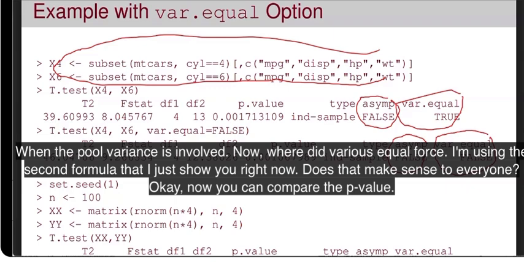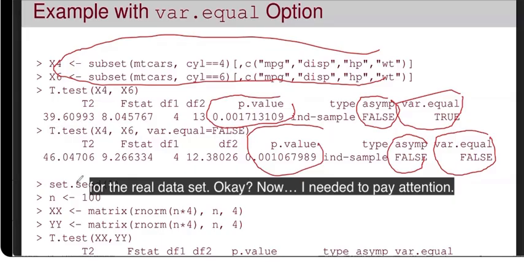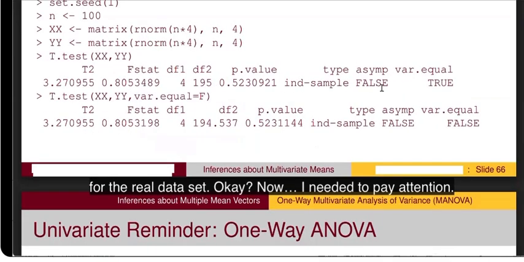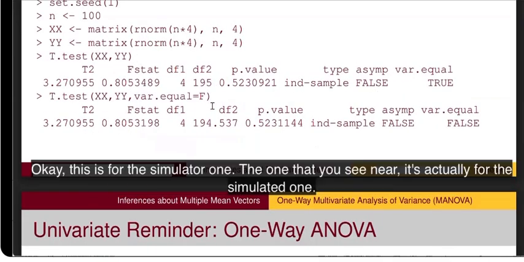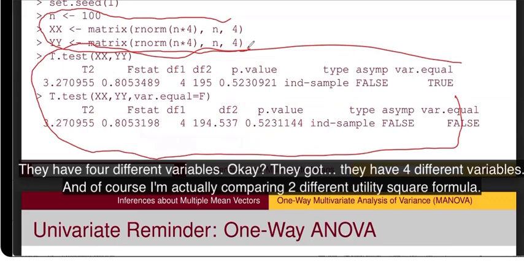Now you can compare the p-values. Look at the p-value here and look at the p-value here for the real data set. This other one is for the simulated data. I simulated data for two different groups, and they have four different variables.